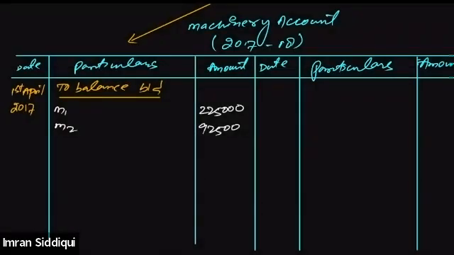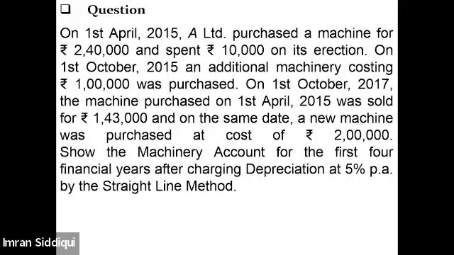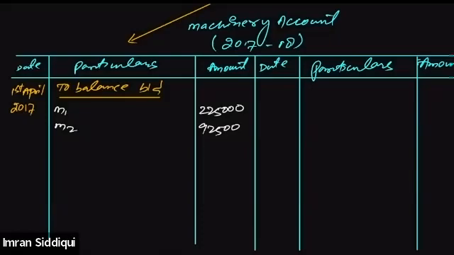Now, there is some information regarding the year 2017-18 given in the question. Let's read the fourth line given in the question. It says on 1st of October 2017, machine purchased on 1st of April 2015 was sold for 1,43,000, and on the same day, a new machine was purchased at a cost of rupees 2 lakh. So first of all, a new machinery is being purchased on the 1st of October 2017. So let's write that down first.